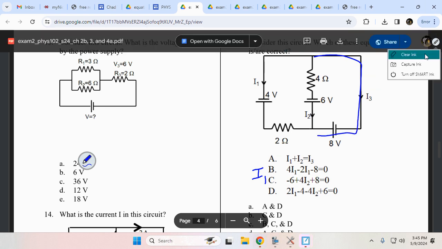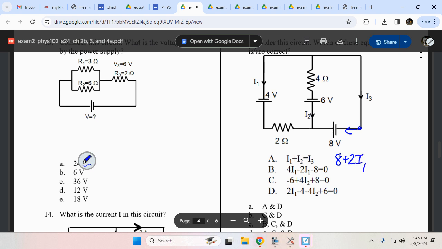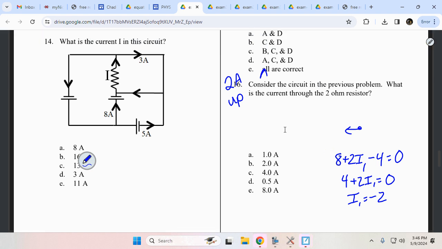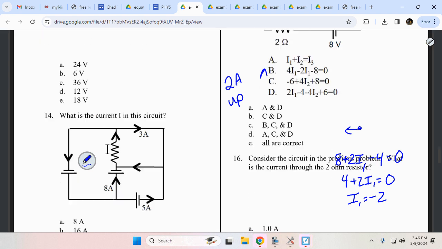so I definitely want to get that one in my equation. To write that equation, let's just start here and go in this direction. That is 8 plus 2I1 minus 4 equals 0. 4 plus 2I1 equals 0. So I1 is equal to negative 2. I1 is negative 2, 2 amps up. So I1 is actually in that direction. So the answer was 2 amps. I didn't ask for the direction, but the answer there was B, 2 amps. You can see both of those, okay?